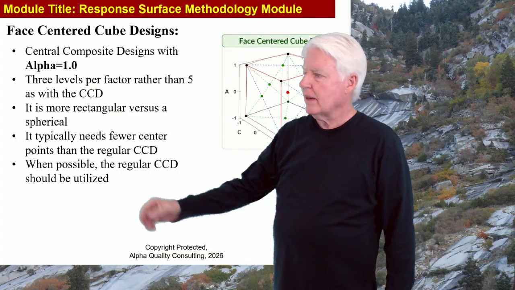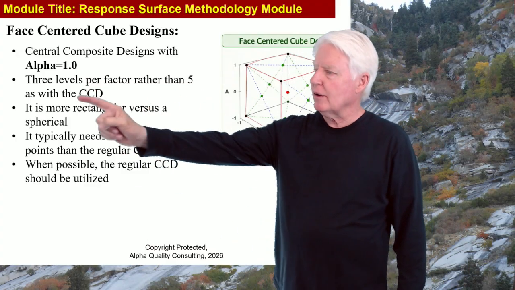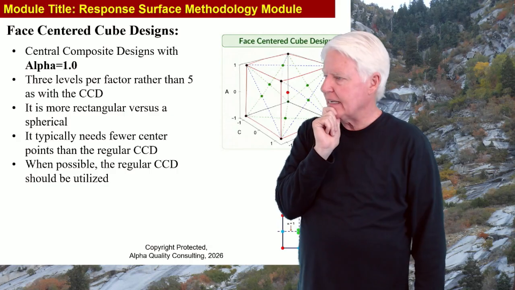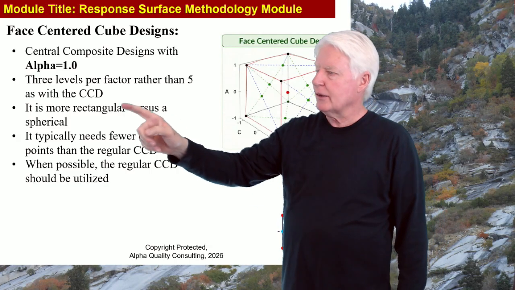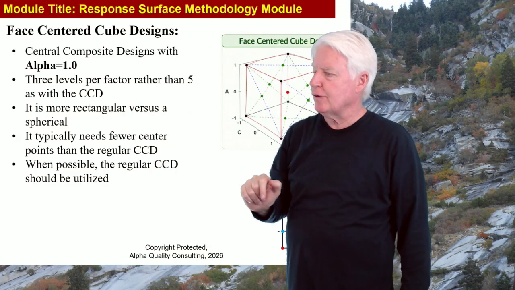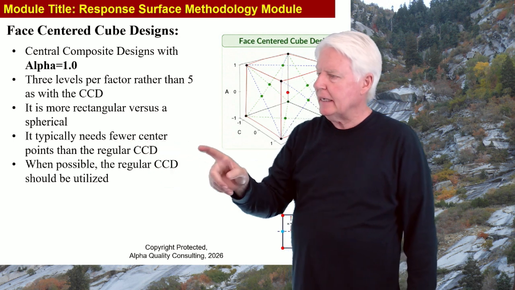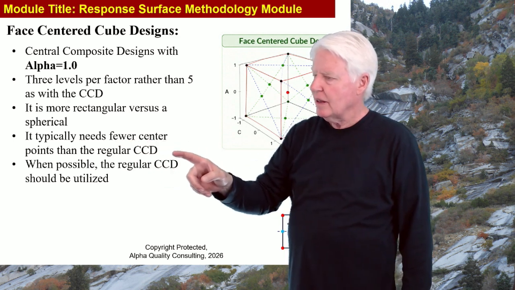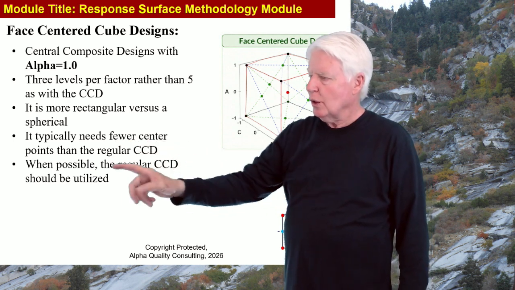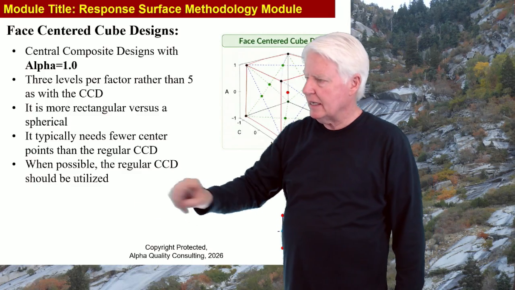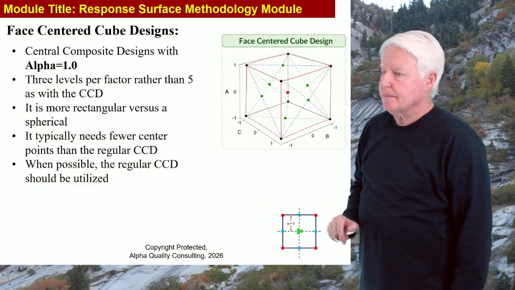There it is. 3 levels per factor rather than 5 as with the CCD. It is more rectangular versus spherical. It typically needs fewer center points than the regular CCD. When possible, the regular CCD should be utilized.